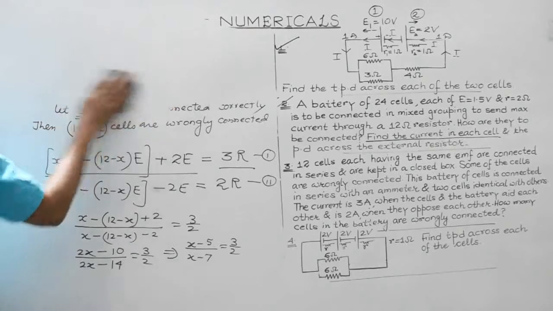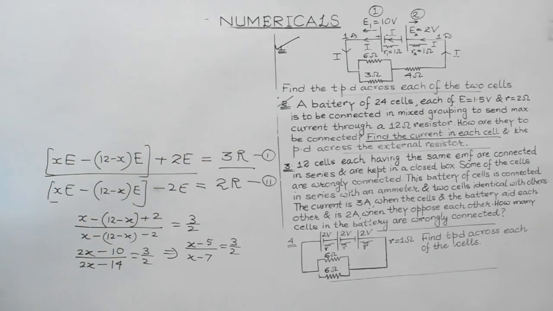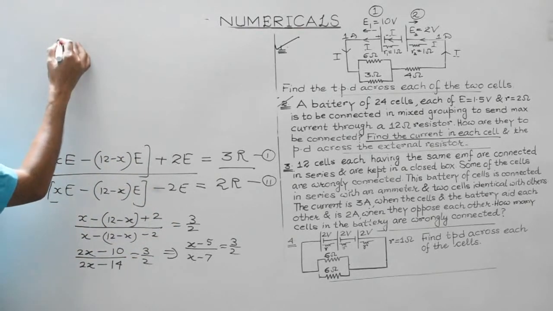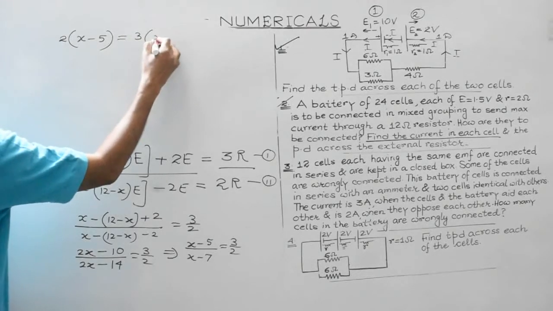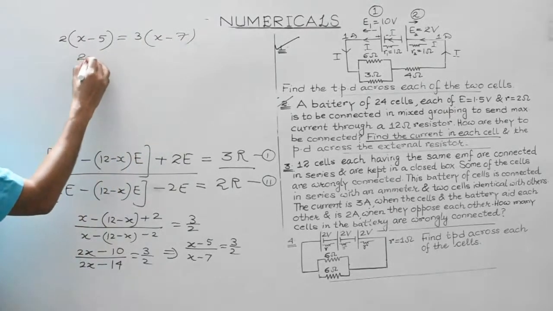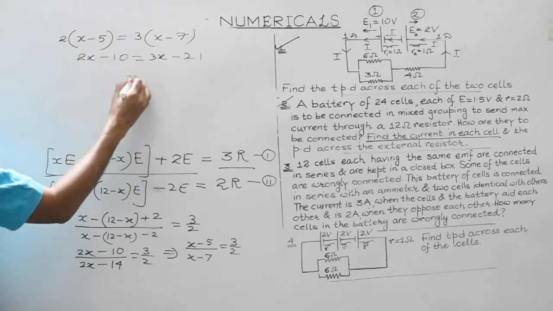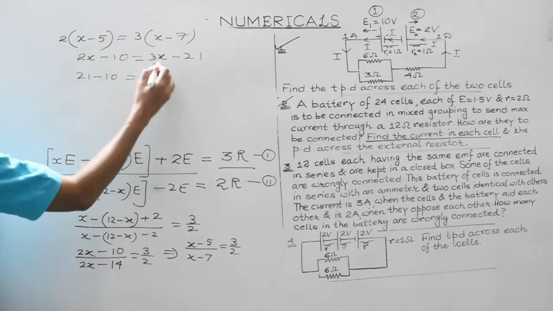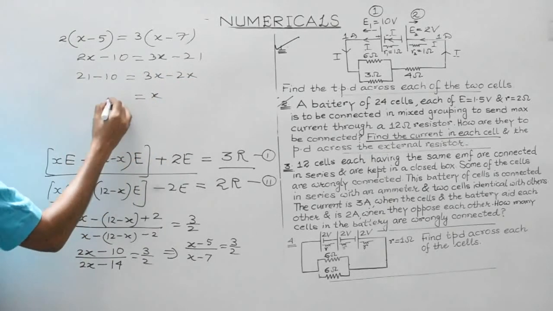Clear? So let's try to solve this and get the value of X. Students, remember we have assumed X to be the number of cells which are correctly connected. After cross multiplication we get 2 into X minus 5 is equal to 3 into X minus 7. So 2X minus 10 is equal to 3X minus 21, or 21 minus 10 is equal to 3X minus 2X. So X is equal to 11.